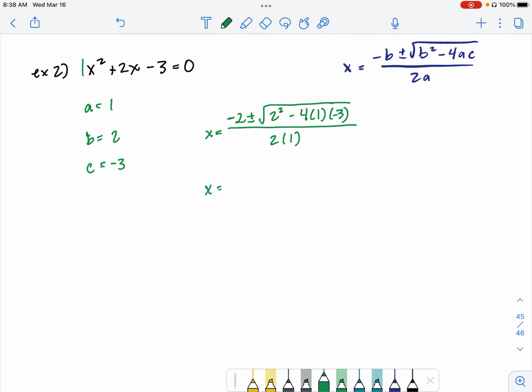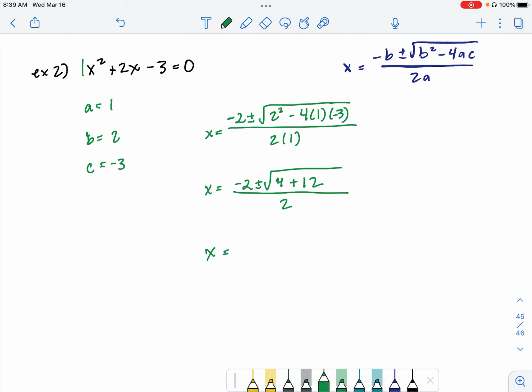And we use order of operations to simplify, so we're going to start inside the radical. Negative 2 plus or minus, inside the radical, we have 2 squared, which is 4, minus 4 times 1 times negative 3, which is negative 12, so 4 plus 12, over 2.